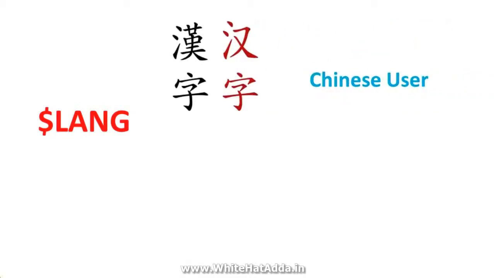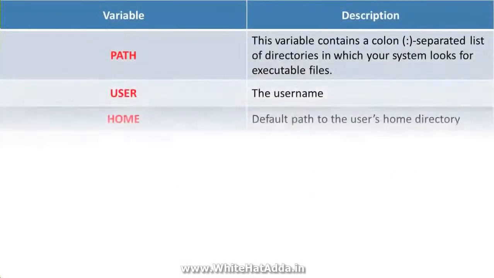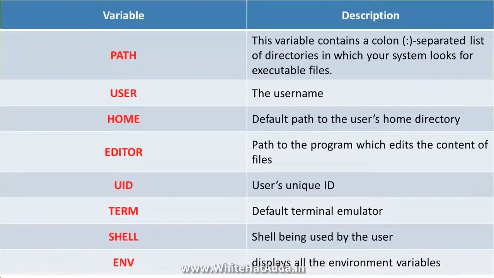For example, the LANG environment variable stores the value of the language that the user understands. This value is read by an application such that a Chinese user is shown a Mandarin interface while an American user is shown an English interface. These are some of the common environment variables. We'll go through them once we know how to access variables.